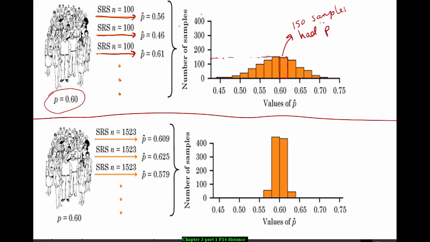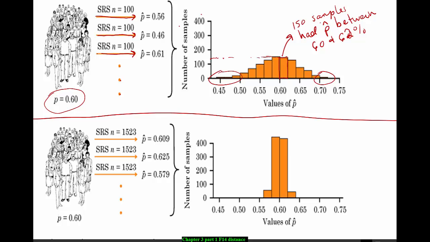And that means that 150 of our samples had a p-hat between 60 and 62%. So as you can see, the taller bins mean that the p-hats landed there more often. We rarely, the short bin out here, had a p-hat above 70%, and we rarely had a p-hat below 50%. So we kind of get an idea of the distribution.